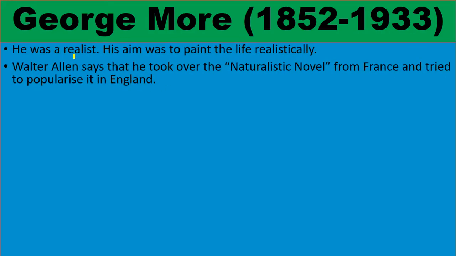So now we have to look at George Moore, a minor novelist of the modern age. He was a realist. His aim was to paint life realistically. Walter Allen says that he took over the naturalistic novel from France and tried to popularize that genre in English. That was the main important work of George Moore.